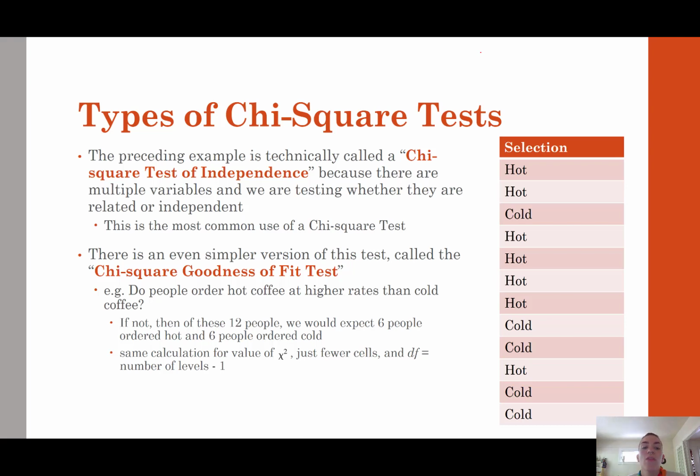You could use a test called the chi-square goodness of fit test. And that test would just tell us whether on one variable, the counts are equal or different across levels. So we could ask, do people order hot coffee or cold coffee more often? So notice there's only one variable here, and it's the temperature of the coffee. And I just want to know if the frequencies of hot coffee are higher or lower or the same as the frequencies of cold coffee. And I could use a chi-square goodness of fit test to test that hypothesis.